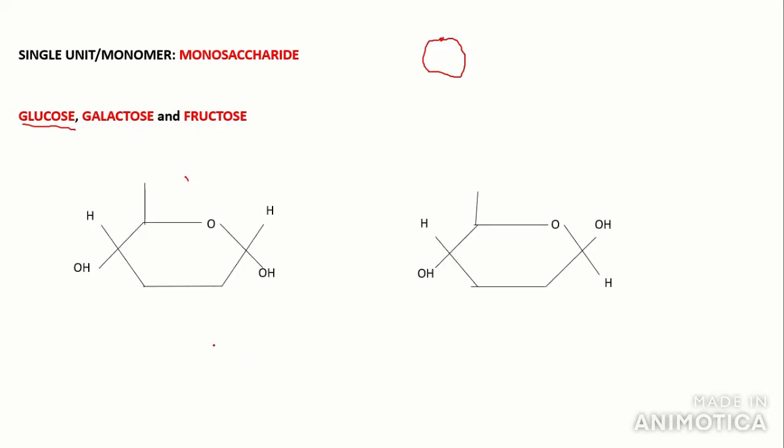Now, the unique thing about glucose is that it exists in two forms, alpha and beta glucose. Now, you're probably wondering, they look the same, but in actual fact they're not. In alpha glucose, this OH group is, as you can see by the diagram, below the ring. And with beta glucose, this hydroxyl is above the ring.